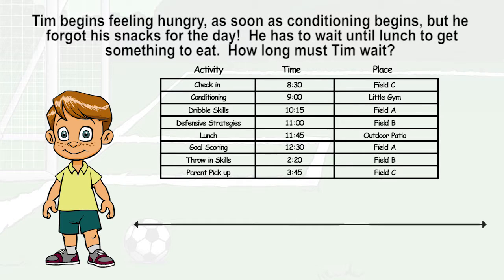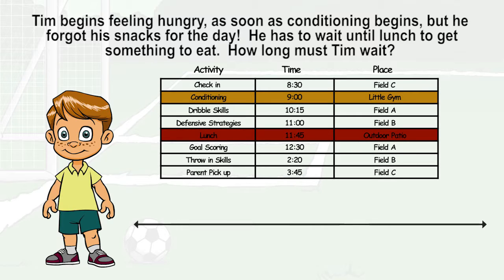Tim begins to feel hungry as soon as conditioning begins, but he forgot his snacks for the day. He has to wait until lunch to get something to eat. How long must Tim wait? We see that conditioning begins at 9 o'clock, but lunch is not until 11:45. Using the open number line, we'll begin by making a hash mark at the beginning and marking our start time of 9 a.m.